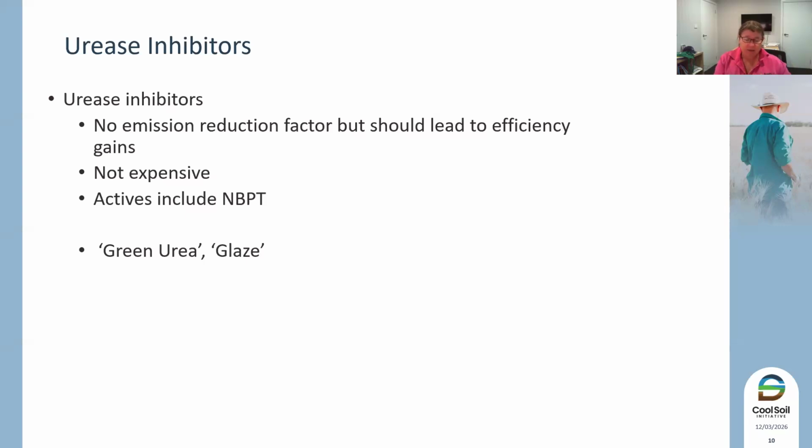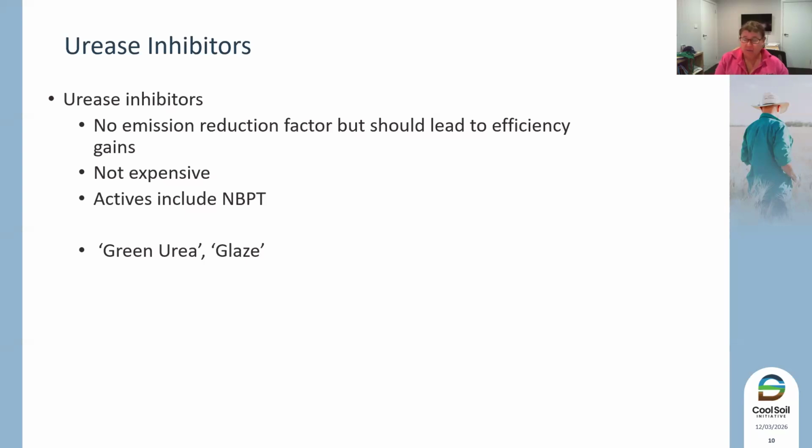Because what this product does is reduce the loss of ammonia, which technically isn't a greenhouse gas, it doesn't result in any emission reduction factors for the accounting, but because it can slow down that urea usage or conversion, it can lead to efficiency gains if you're getting a lot of gassing off.